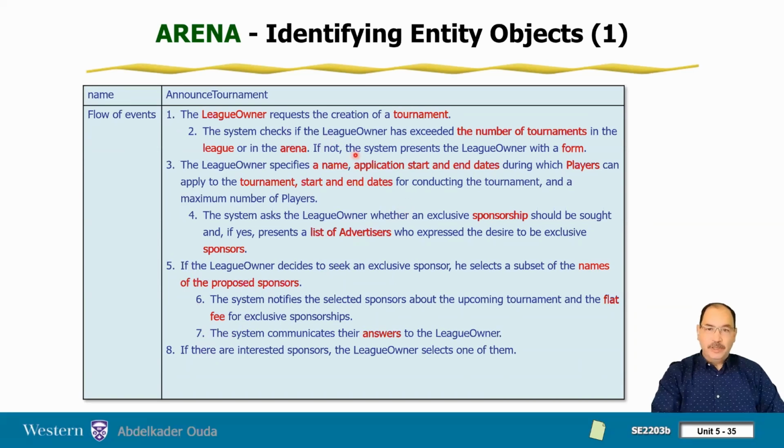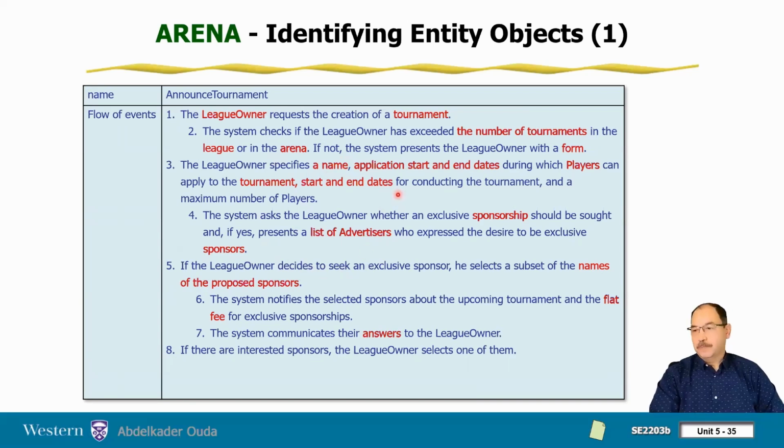Now, after we define the nouns, not all of them are good candidates for entity classes. To make sure it's a good candidate for an entity class, first of all, you need to make sure it is related to the system requirement. And next, it may save some data that we need to be stored permanently.